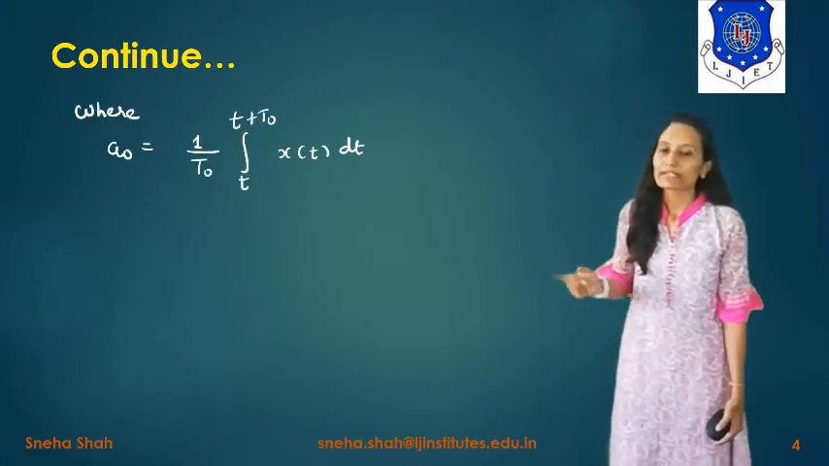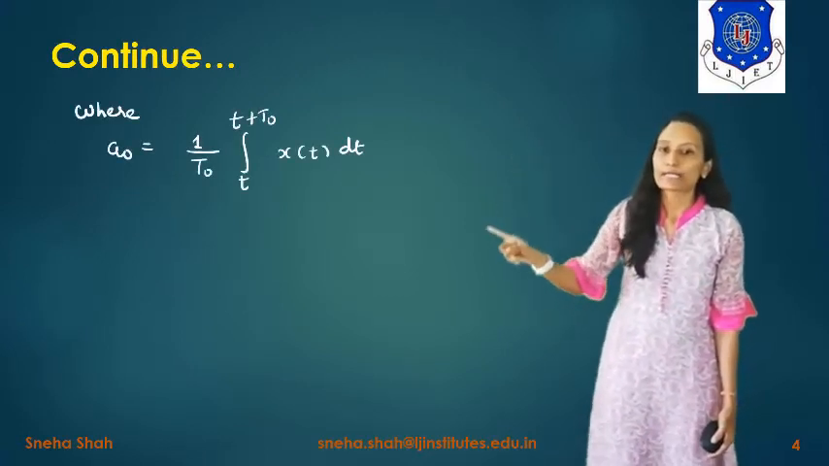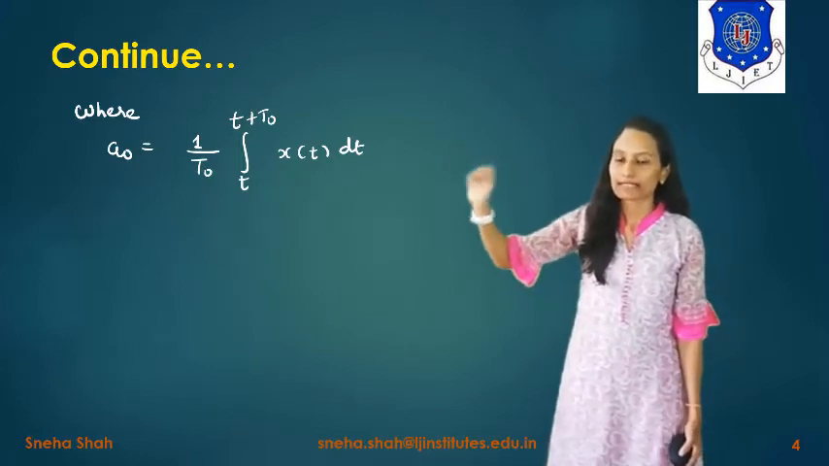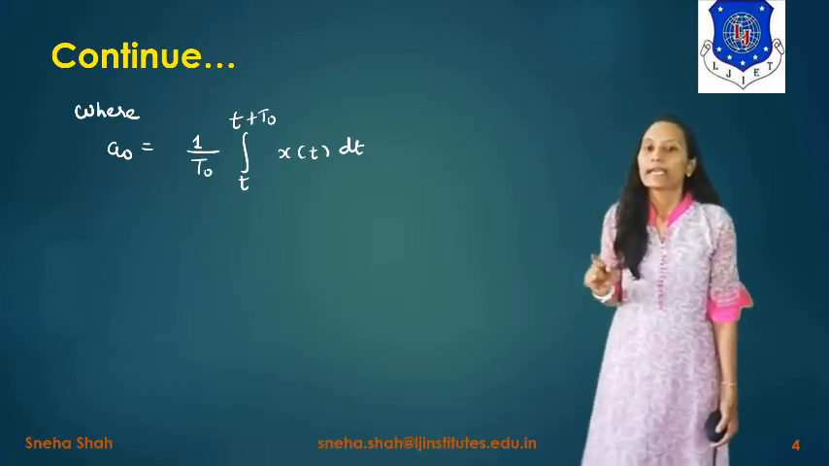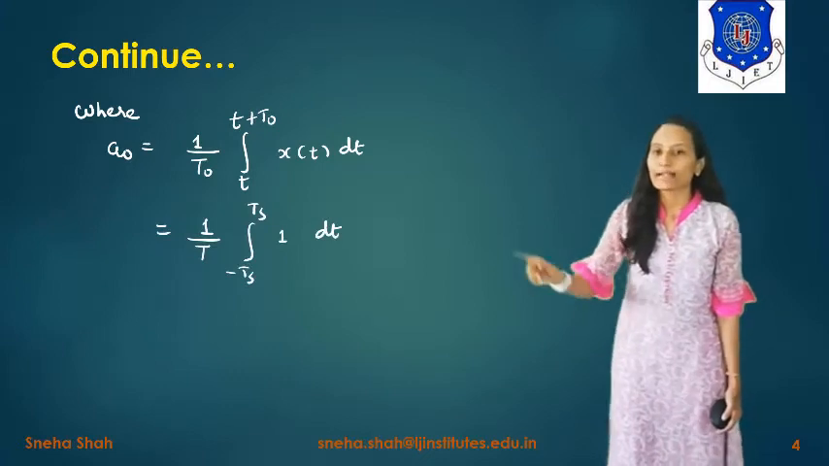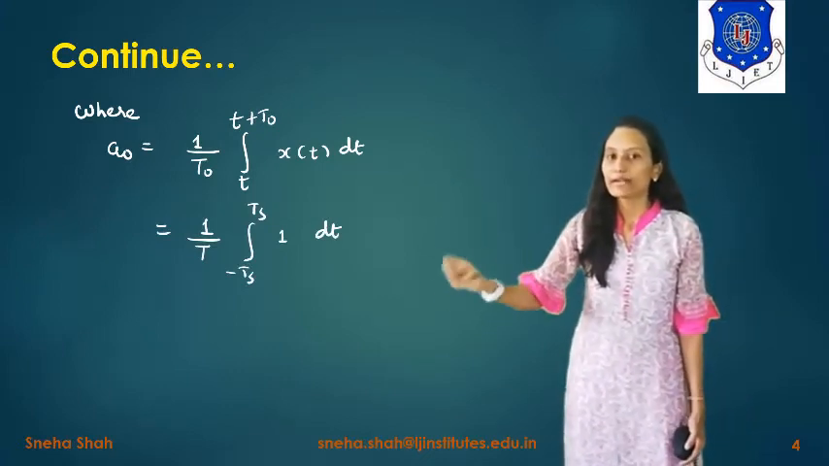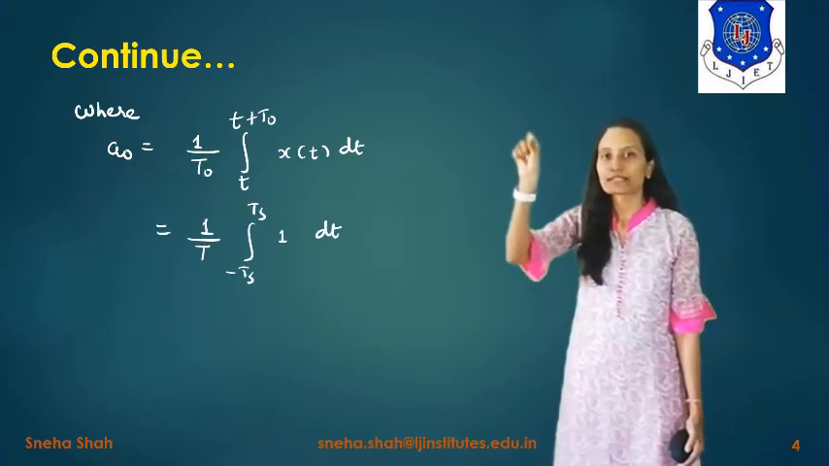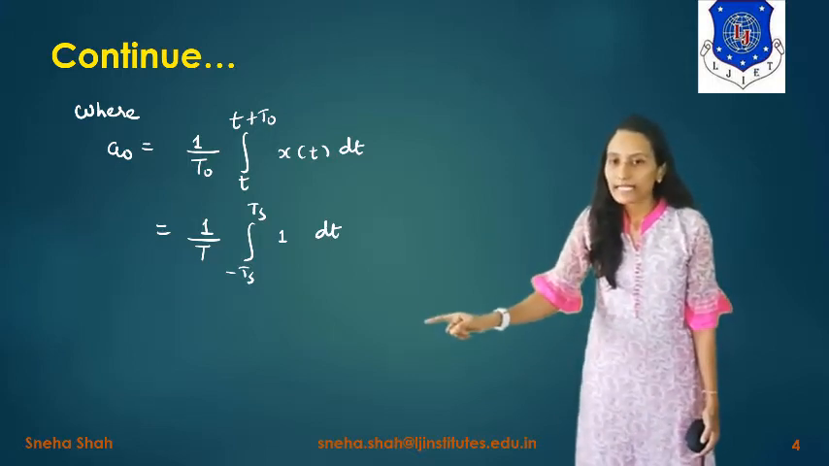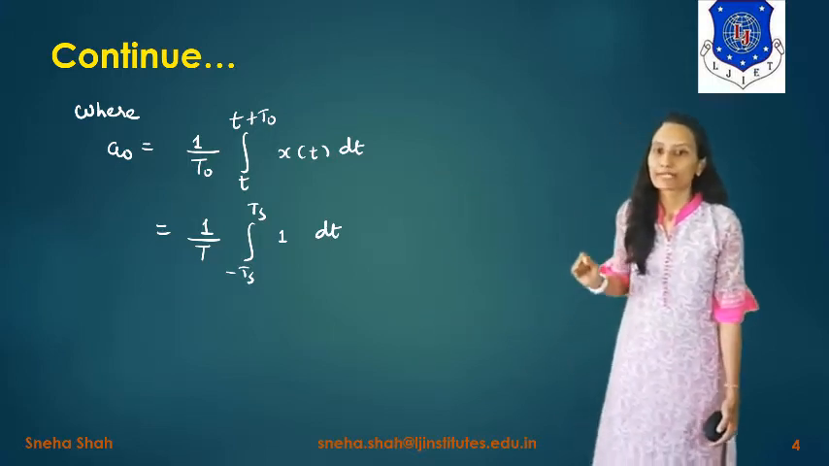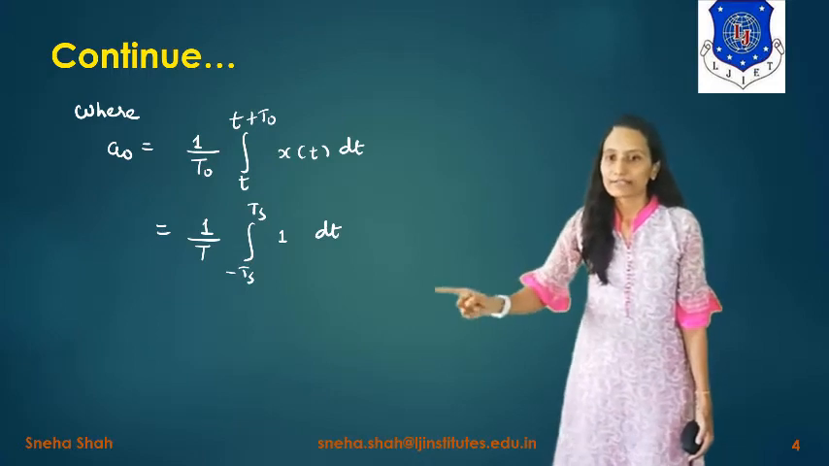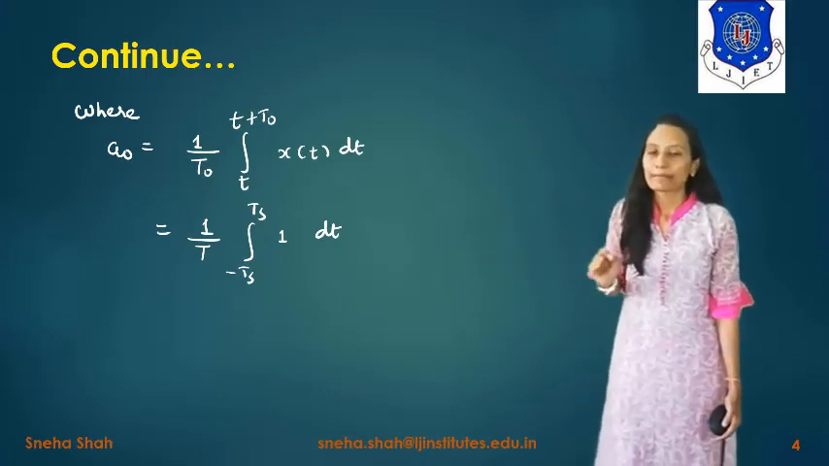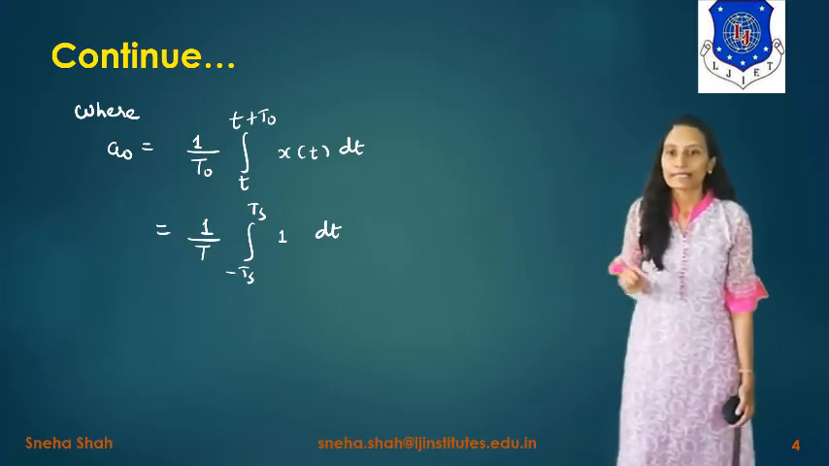Now starting with the equation a0 equals 1 upon T0 integration t to t plus T0 x of t dt. In this equation, we have to put the value of x of t equals 1 for the duration of minus Ts to Ts, right? So the range will change from minus Ts to Ts, the value of x of t equals 1 and the value of capital T0 equals capital T.